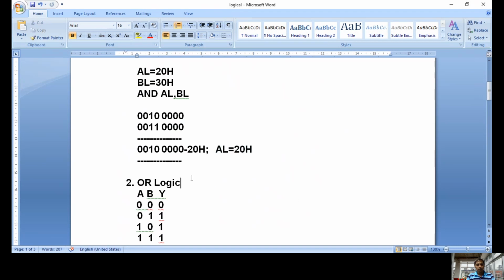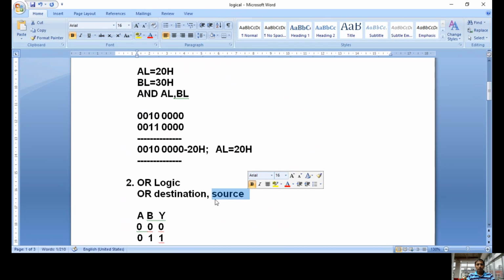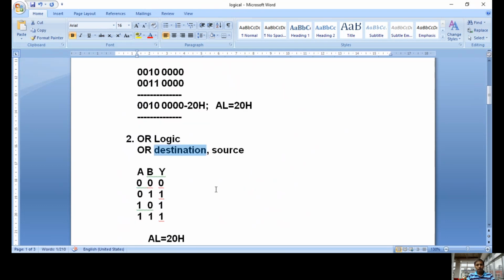Now let us see the OR operation, or OR logic instruction. In OR logic also the syntax is OR, destination comma source. Here also the source and destination may both be registers, or one may be a register and the other memory, or one may be a register and the other data. The source content performs an OR operation with the destination content and the result is stored in the destination. This is the truth table for OR logic.